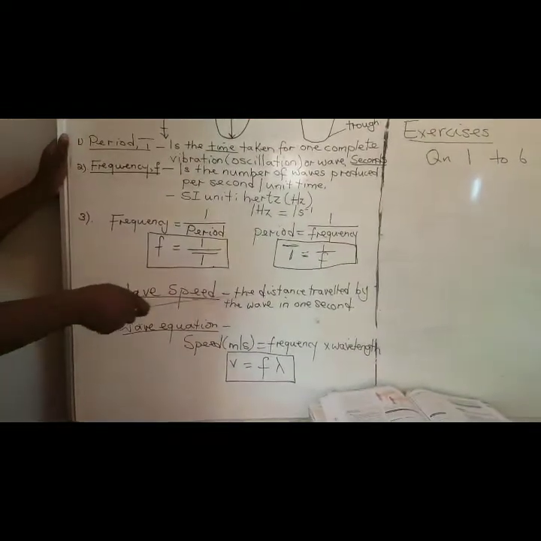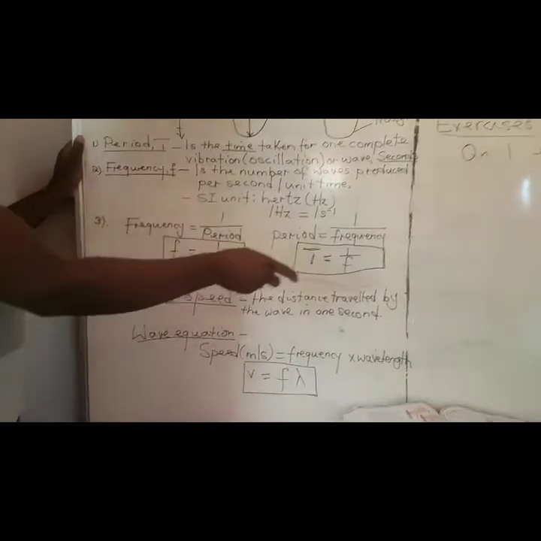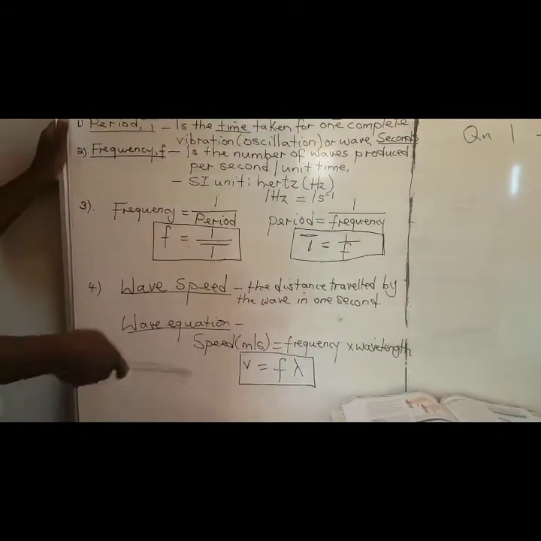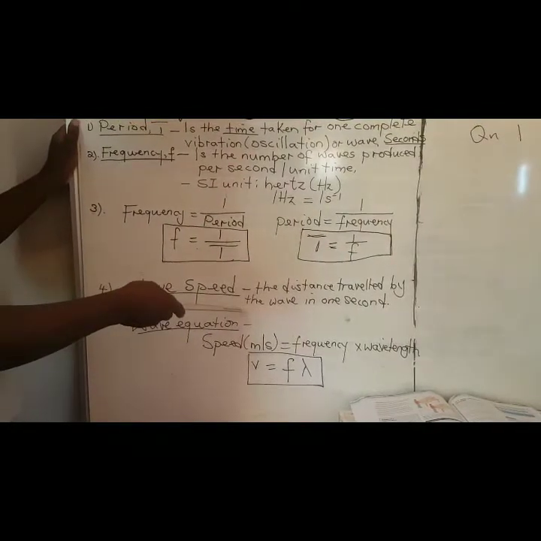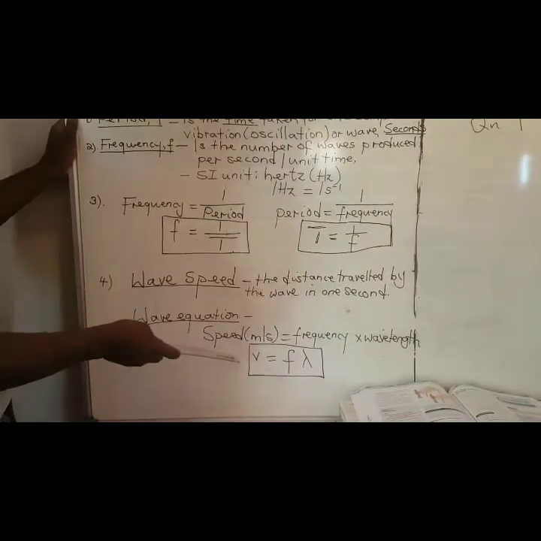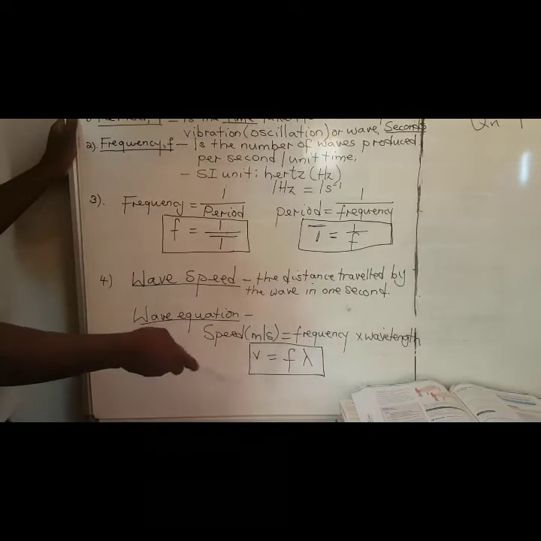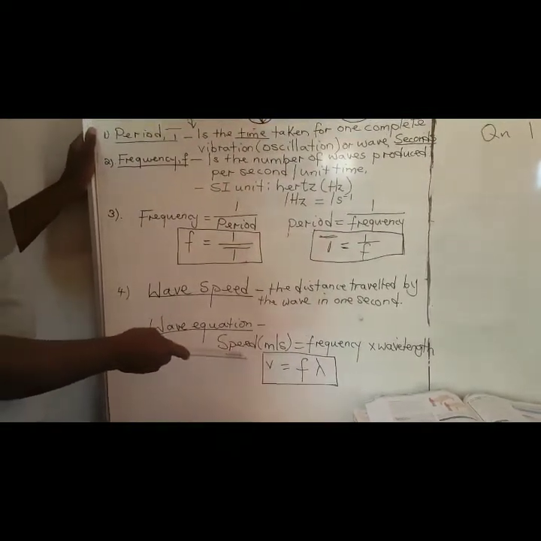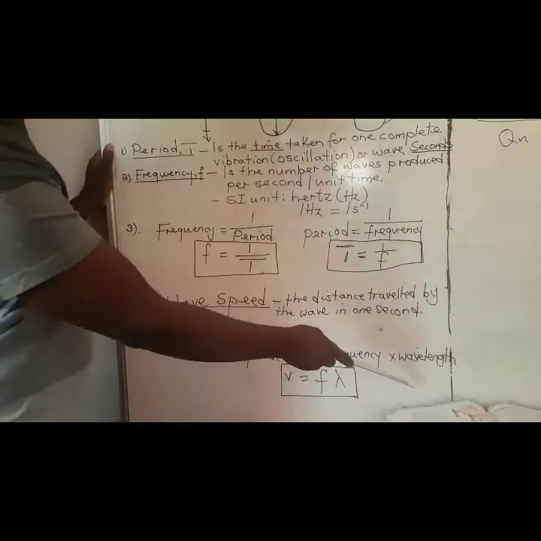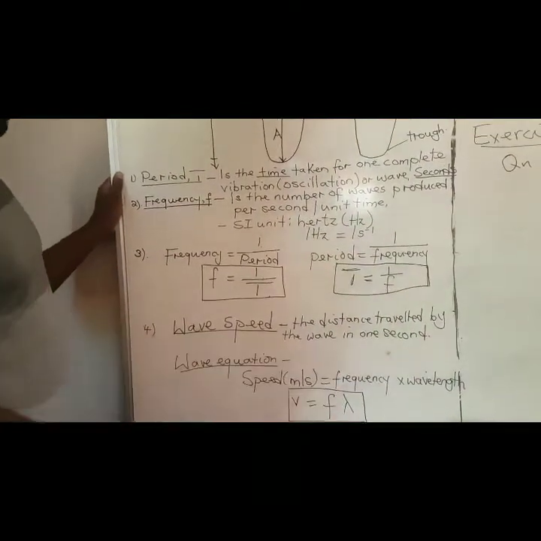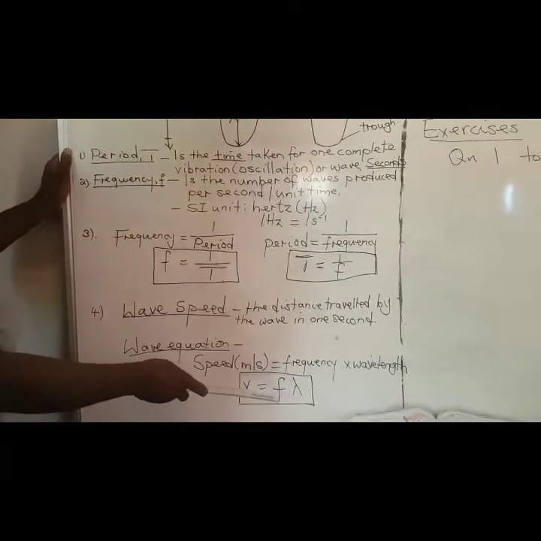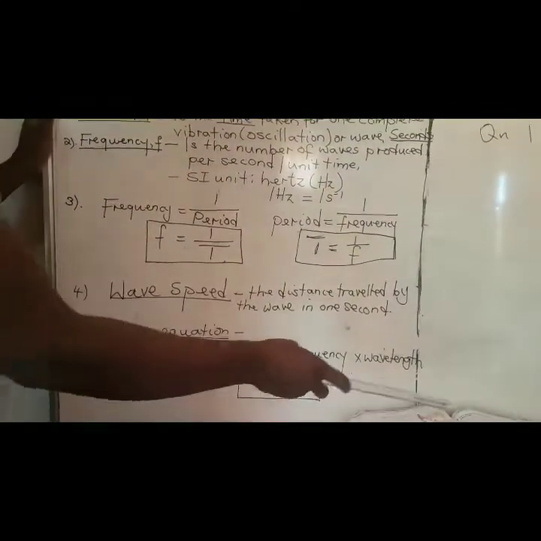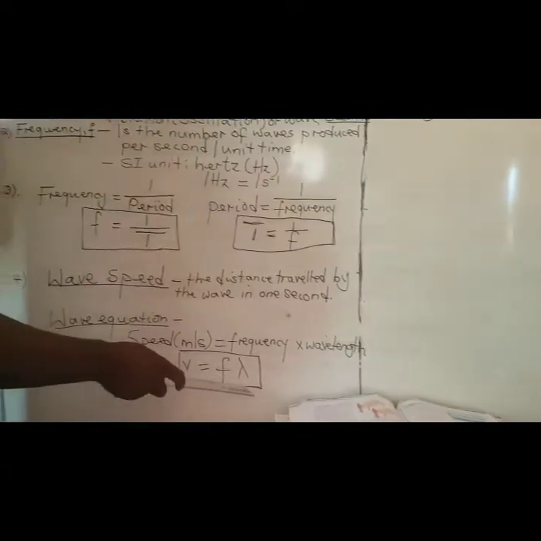We introduce the wave speed. Wave speed is the distance traveled by the wave in 1 second. From the wave speed, we are coming up with the formula or the equation to calculate the wave speed. We are saying speed in meters per second equals frequency times wavelength. So v for speed equals frequency times wavelength. This sign is representing the lambda sign here.